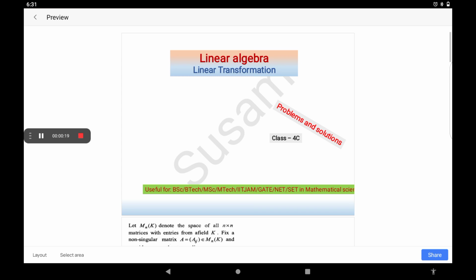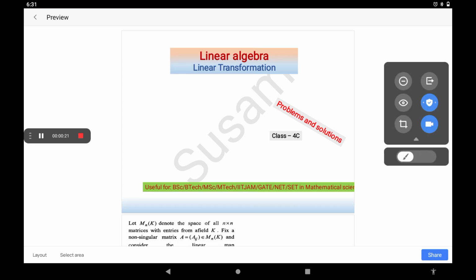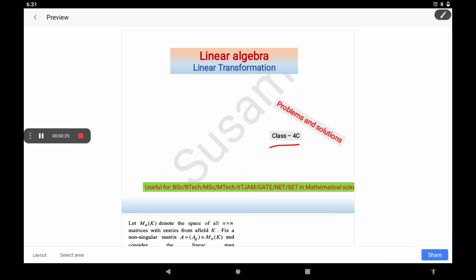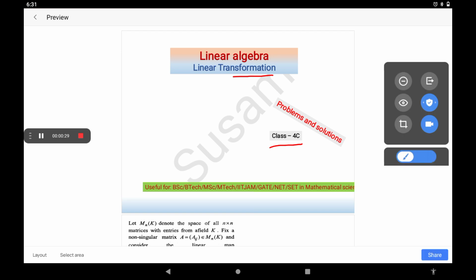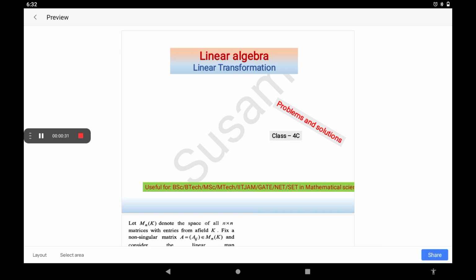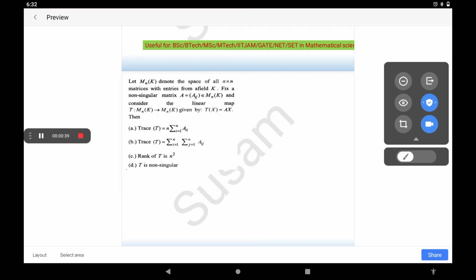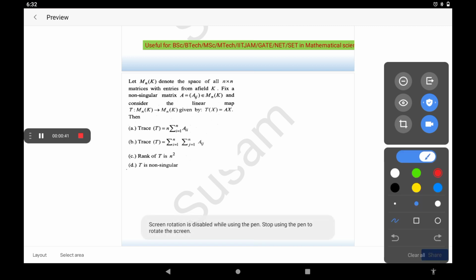So this is class 4C, because the theoretical parts I have already discussed in class 4A and 4B on linear transformation. But today I am not going to tell about any theoretical part, rather I will solve some previous year's questions. Maybe it is in GATE or NET, that year I don't remember exactly, I just randomly chose the questions.